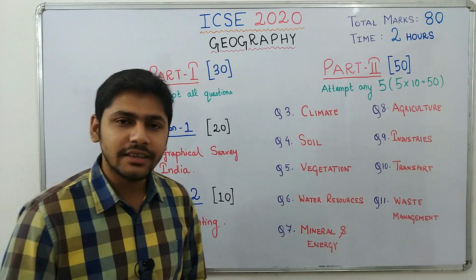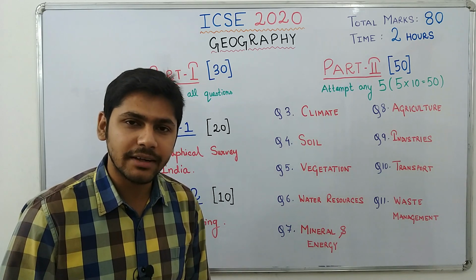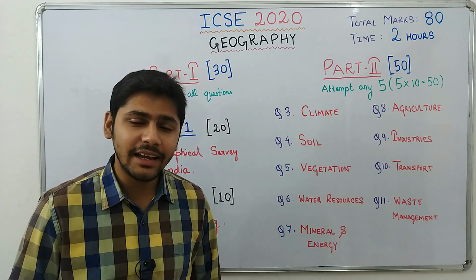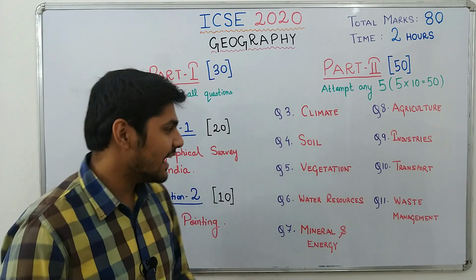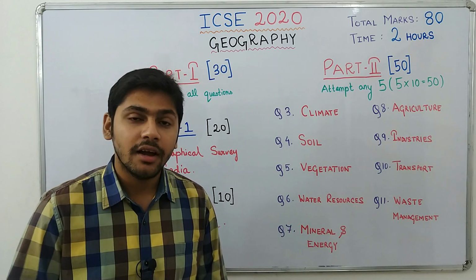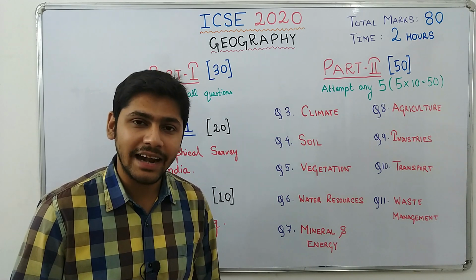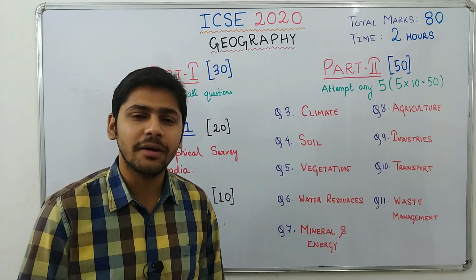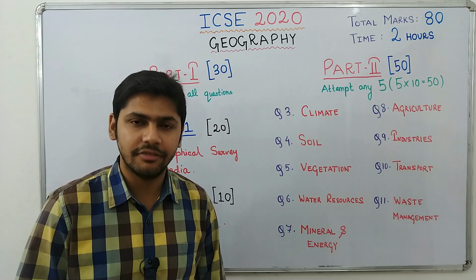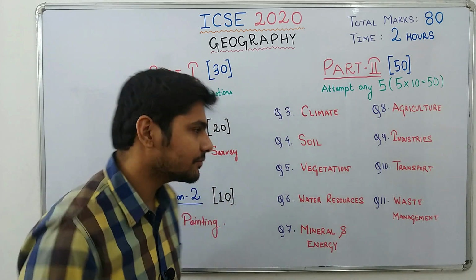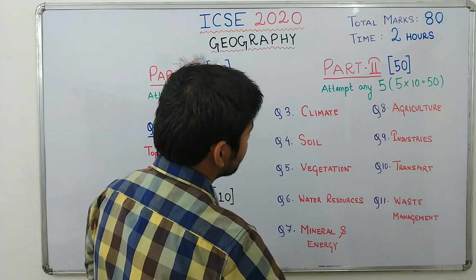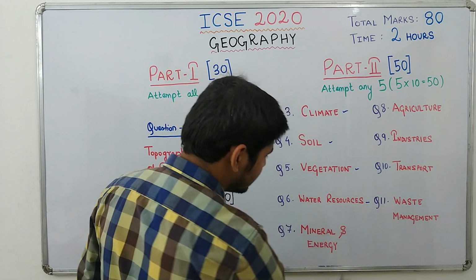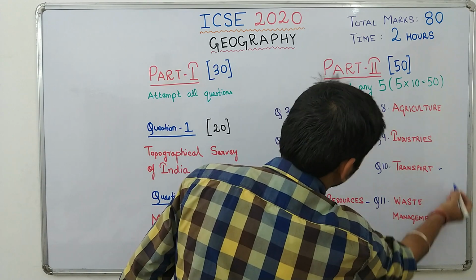A lot of students ask me, sir, what is your personal preference for the chapter selection in part 2 of the geography exam? My personal preference is simple. I like my students to study everything because everything over here is very important. But from an examination point of view and marks point of view, it becomes very important to have a preference so that you can score good marks or even full marks, 50 out of 50. So what is my preference? Climate, soil, vegetation, water resources, mineral and energy and transport.